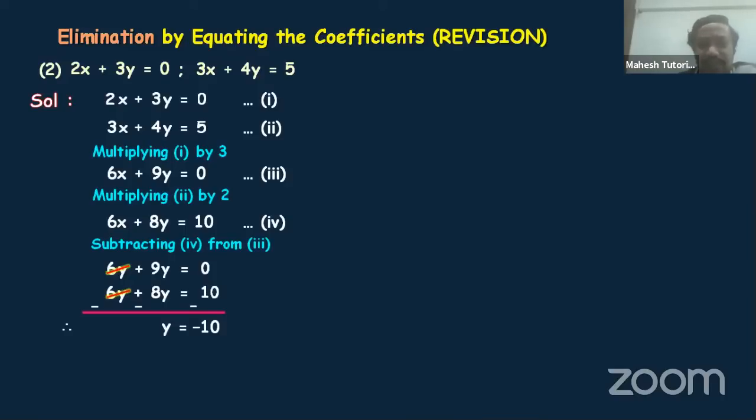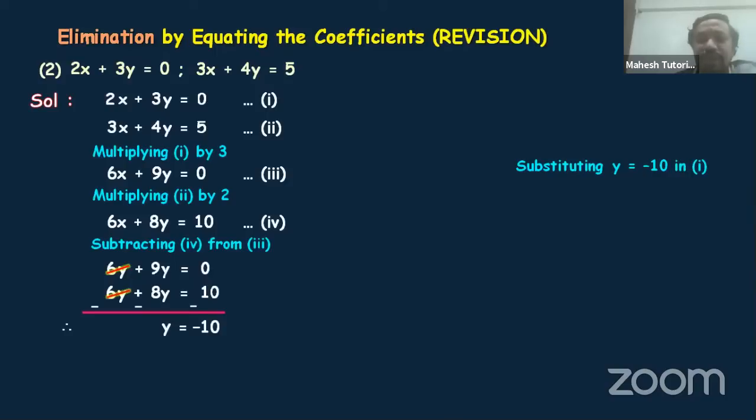Now students, quickly we'll find the value of the other alphabet. Which was the other alphabet in the equation? X. Perfect. So for that we are going to substitute the value of y, that is y is equal to minus 10. We can substitute in any of the equations. We have four equations in total.